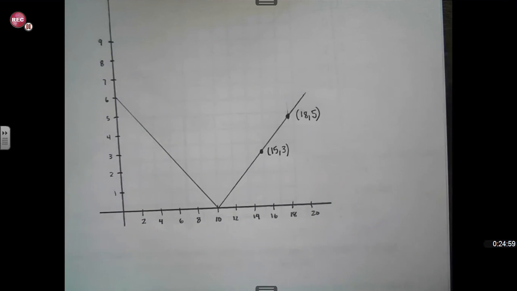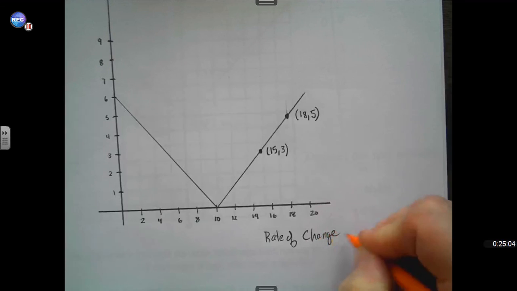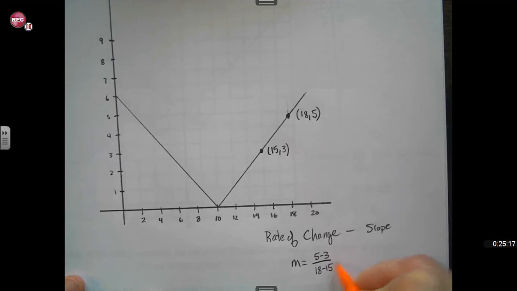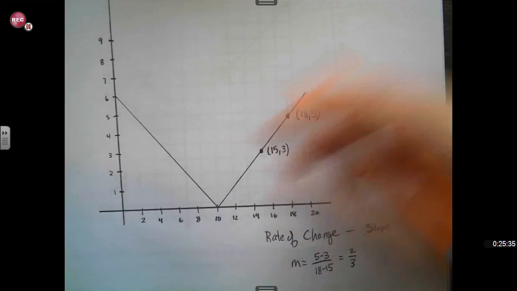So the rate of change is the slope. We'll find the slope between those 2 points. So I take 5 minus 3 over 18 minus 15, and I get 2 over 3. The rate of change over that interval is 2/3. And we don't know the units on this one because it's not a story problem. Just here's the graph, find the rate of change.